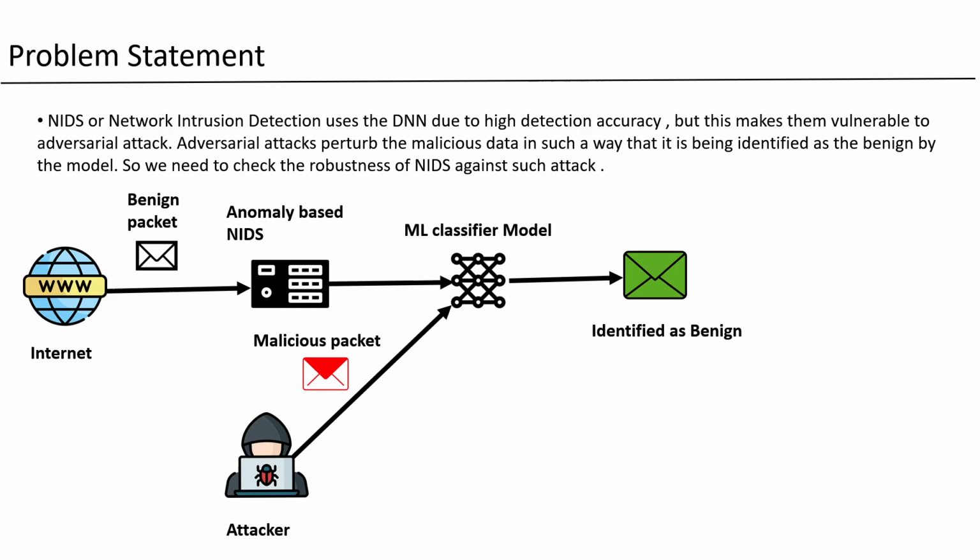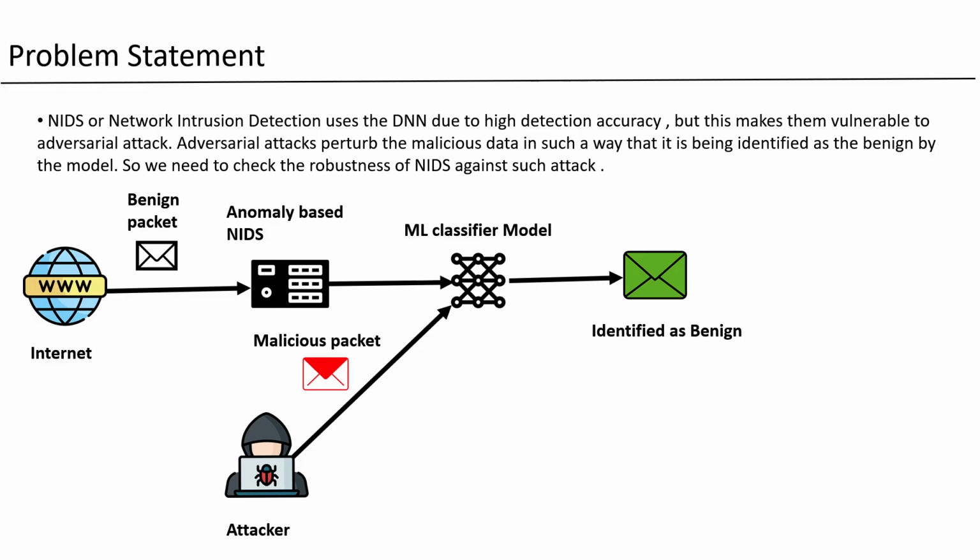Now, let's try to understand what exactly is the problem statement that we are trying to solve here. Most of the NIDS use DNNs due to high detection accuracy, but this makes them vulnerable to adversarial attacks. Now, let's see what exactly an adversarial attack is. Adversarial attacks perturb the malicious data in such a way that it is identified as benign by the model. Here you could see the packet from the internet is sent to the NIDS, and based on the trained ML classifier model, it classifies them as benign or malicious. But the attacker could fool this model by making perturbations in the malicious packet that cause the model to detect it as benign.